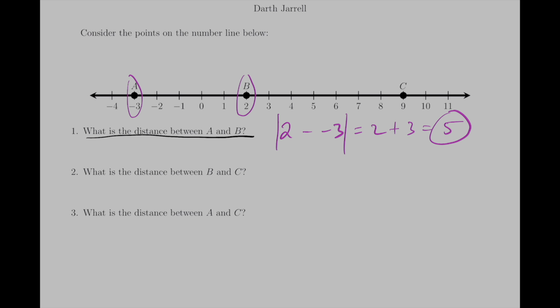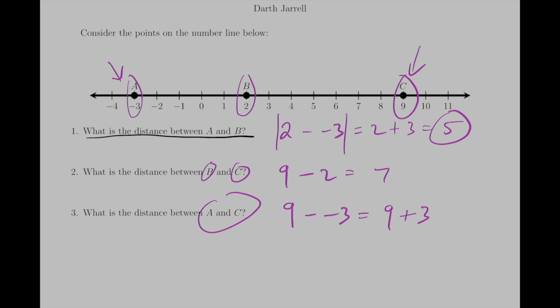So the next one says we want the distance between B and C. So now C is here. So the larger minus the smaller, the coordinate of C is 9, minus the coordinate of B is 2, and we're going to get 7. Now, the distance between A and C. All right, well, the coordinate of C, that's still 9, right there. The coordinate of A hasn't changed, that's -3, so it's going to be 9 minus -3. That's going to be 9 plus 3, which is going to give us 12.